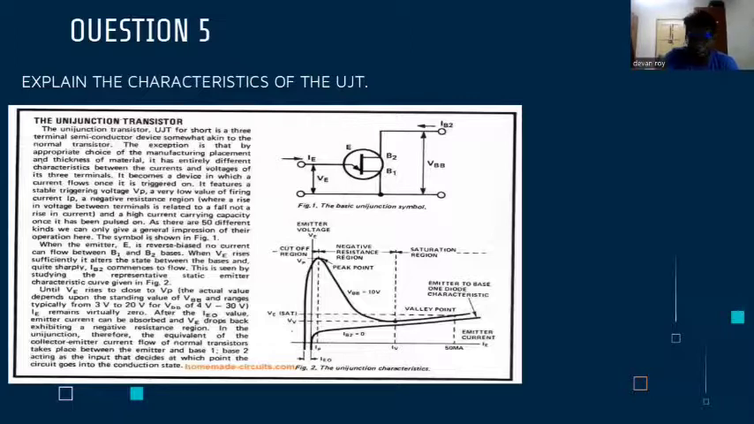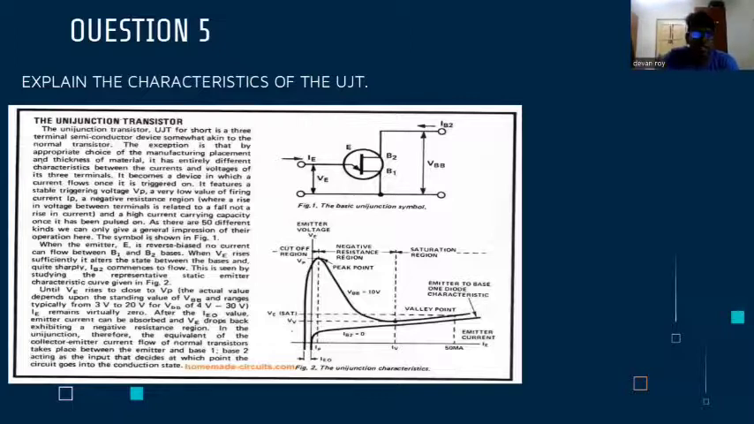When the emitter, or E, is reverse biased, no current can flow between bases B1 and B2. When VE rises sufficiently, the state between the base changes quite sharply, and current begins to flow. This is seen by studying the emitter characteristic curve in figure 2, until VE rises close to VP.